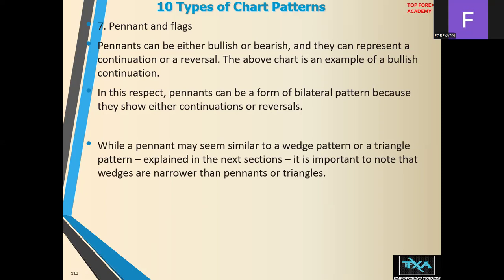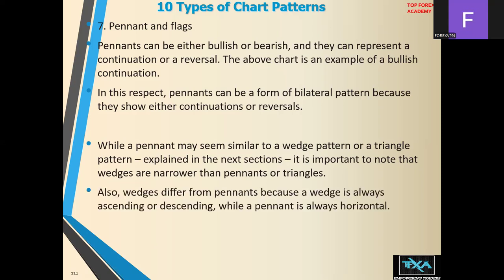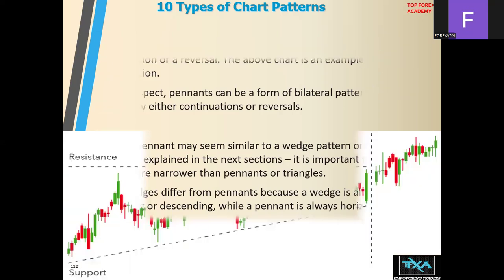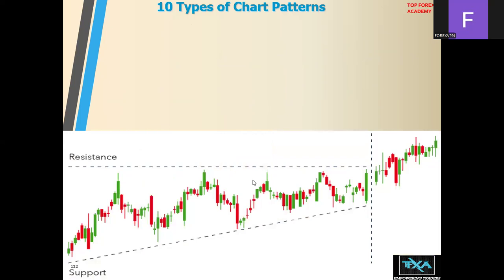When a pennant seems similar to a wedge pattern or a triangle pattern, which will be explained in the next section, it is important to note that wedges are narrower than pennants and triangles. Also, wedges differ from pennants because a wedge is always ascending or descending, while a pennant is always horizontal. Just like we see here, this is an example of an ascending triangle.